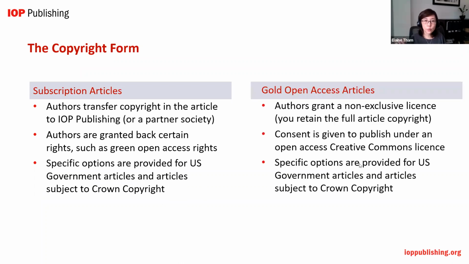If you are publishing in a gold open access journal, or on a gold open access basis in a hybrid journal, then you as the author will retain full copyright, but you will be asked to grant us, the publisher, a non-exclusive license under the Creative Commons open access license. Again, there are specific options available for US government and Crown copyright articles.